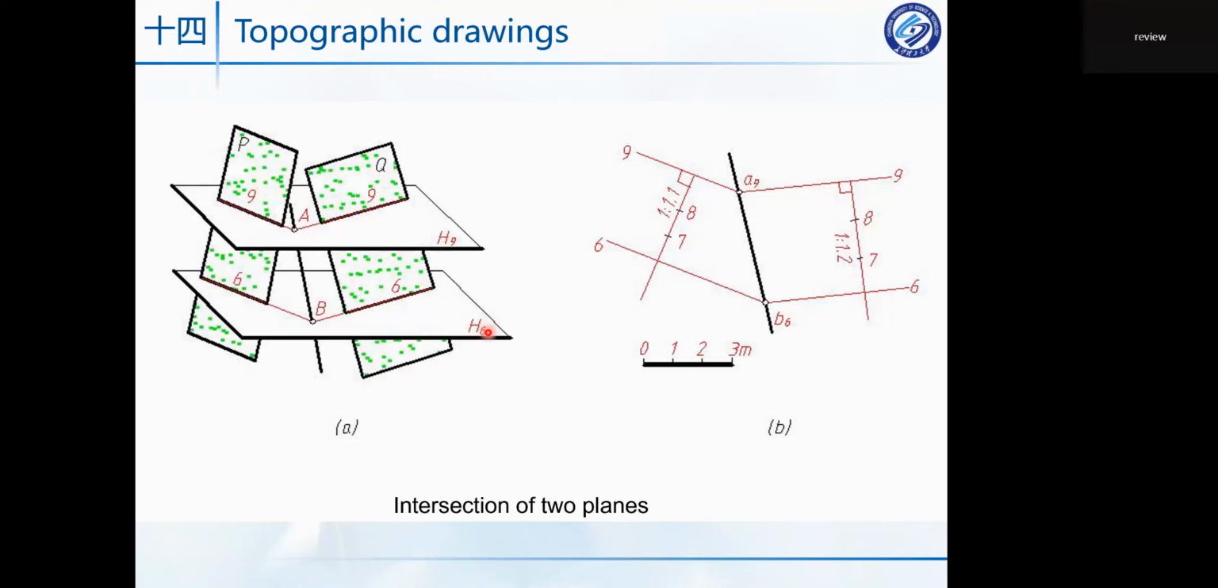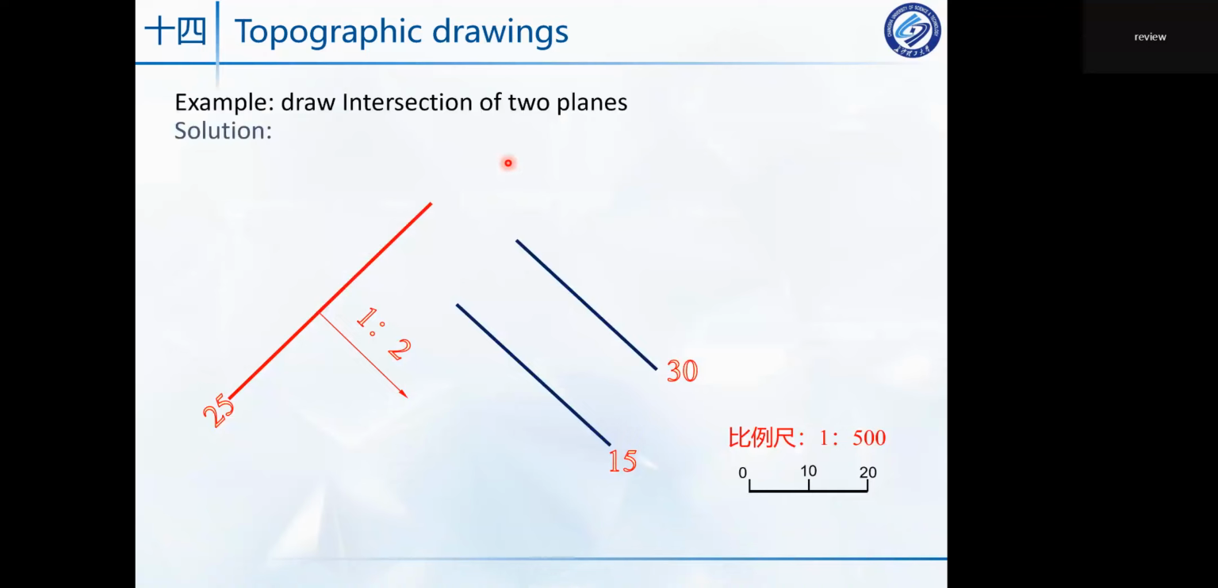Also the H9 and the H6. Then we prolong the contour lines, and because they are not parallel, they must have a cross point, A and B. So we can connect A and B, and this line is the intersection line of these two planes P and Q. Okay, so you can see it's an example.